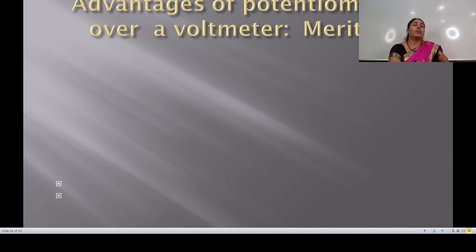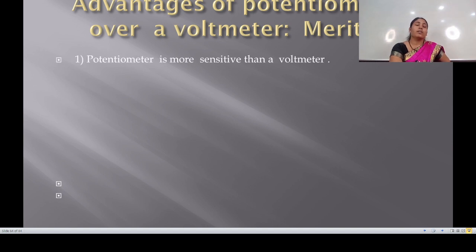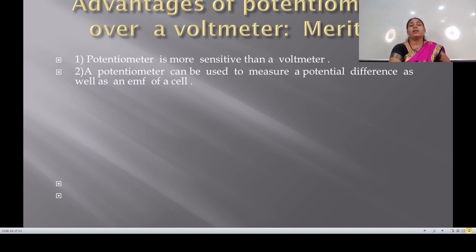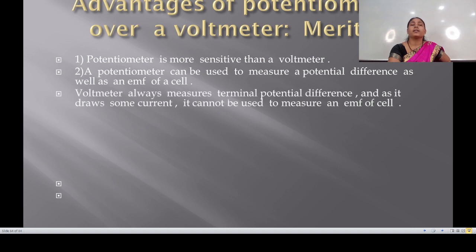Advantages of potentiometer over a voltmeter. When we compare the voltmeter and potentiometer, there are bigger advantages of the potentiometer compared to the voltmeter. That is, the merits of the potentiometer. First merit, the potentiometer is more sensitive than a voltmeter. Second, a potentiometer can be used to measure potential difference as well as the EMF of a cell.